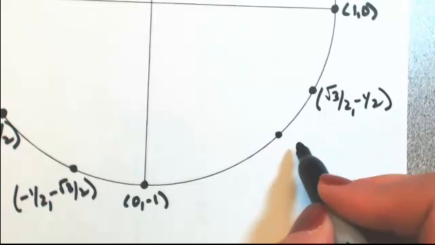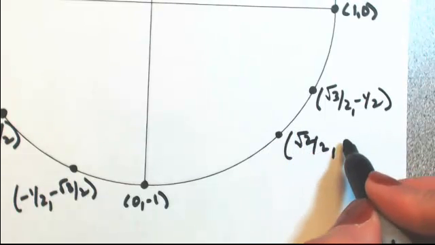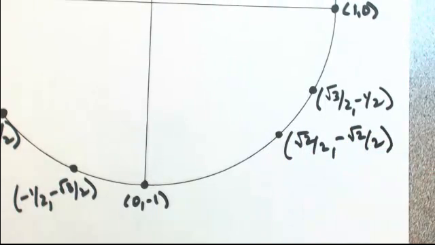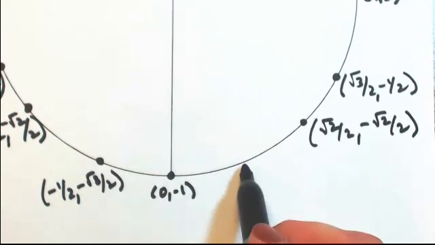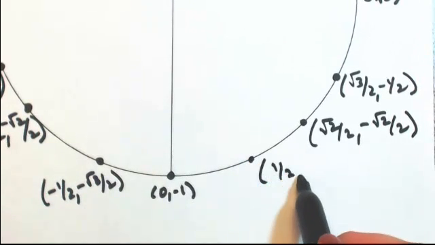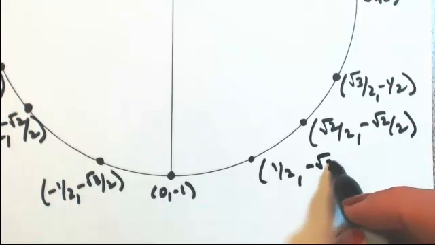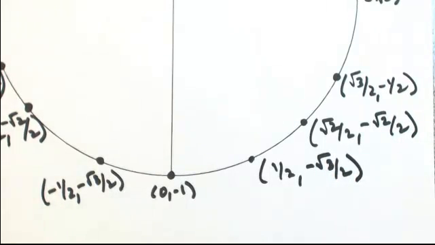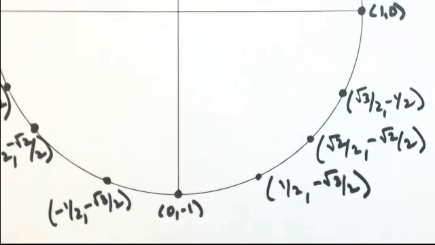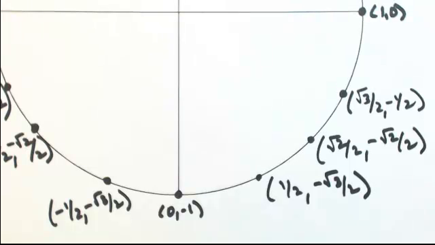Okay, underneath that, we'll have positive square root of 2 over 2. Still negative square root of 2 over 2. And then positive 1/2, negative square root of 3 over 2. Okay, so there's the fourth quadrant. We have all of our ordered pairs. So now what we need to do is fill in the angles.